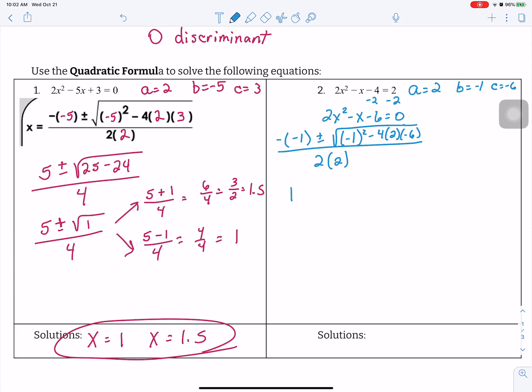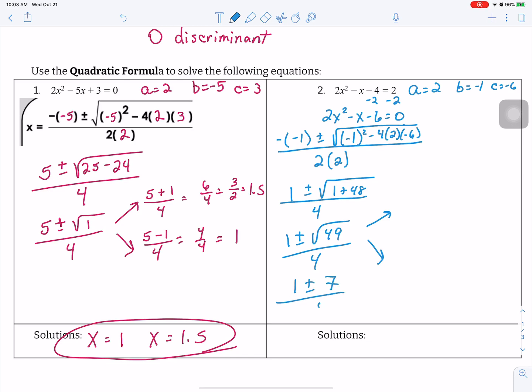Negative times negative 1 is just like negative 1 times negative 1, so positive. Then we end up with the square root of 1, and then we're going to multiply 4 times 2 times 6, so plus 48 over 4. At this point, we divide it into 2. Don't forget to take the square root of that 49 if it's helpful. Feel free to write out one more step here. And then go ahead and now we can do our 2 different pieces because that's just a mistake that people tend to make. So we do 1 plus 7 over 4 and 1 minus 7 over 4.